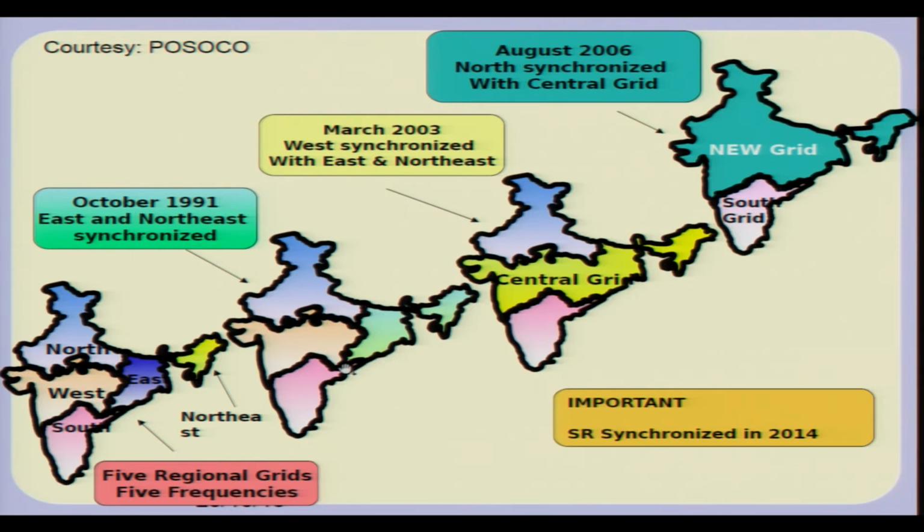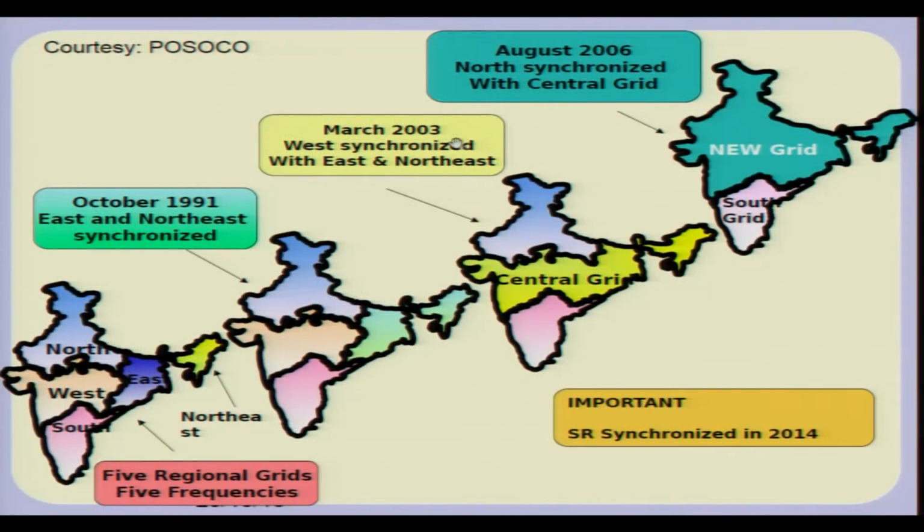So, you had asynchronous links between the regions, and you also had long distance links embedded within the regions. That was how the system was from around 1991 to 2000. After 2003, the western and the eastern and northeastern grids were synchronized by connecting AC transmission lines between Raipur and Rourkela, which is in the central region of the country. Once you connected AC lines, the systems became synchronized.